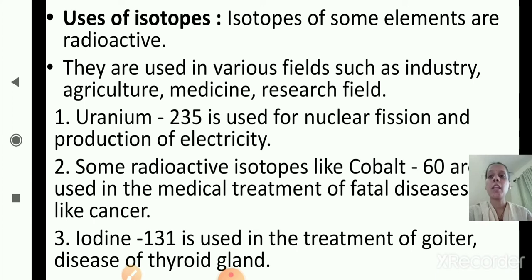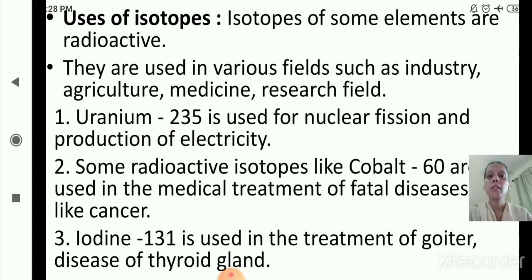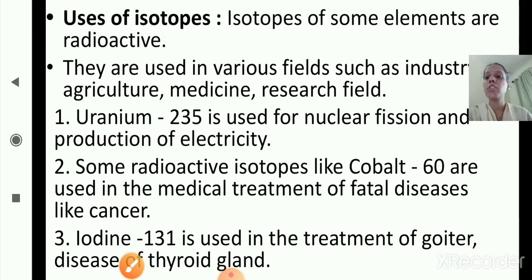First one is uranium-235. It is used for nuclear fission and production of electricity. Uranium-235 is one of the isotopes used for nuclear fission and the production of electricity. Now the next is some radioactive isotopes like cobalt-60, which are used in the medical treatment of fatal diseases, death-causing diseases like cancer.